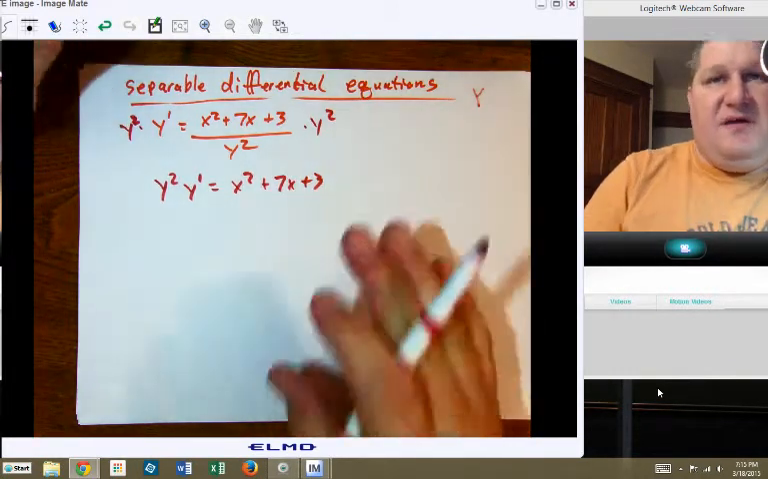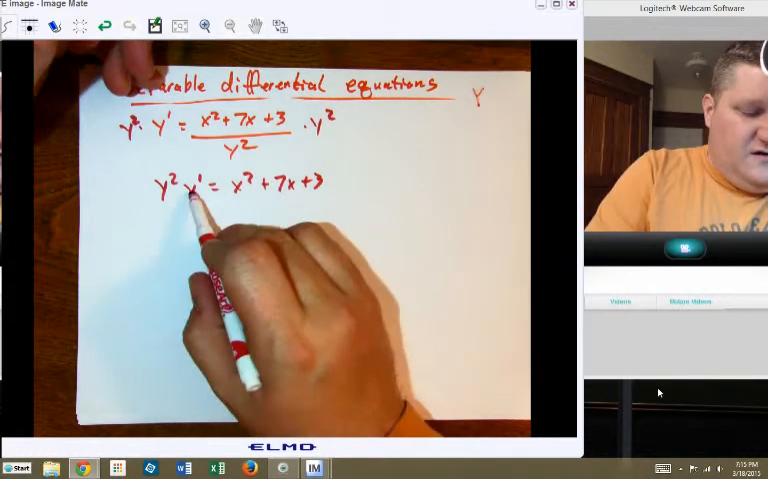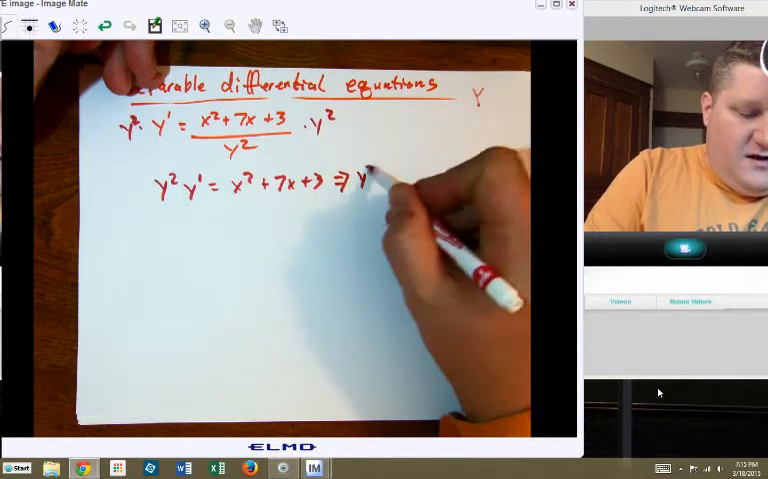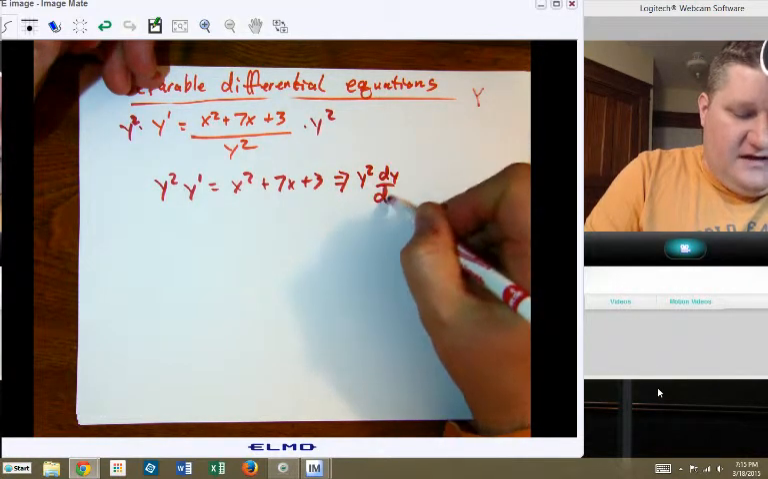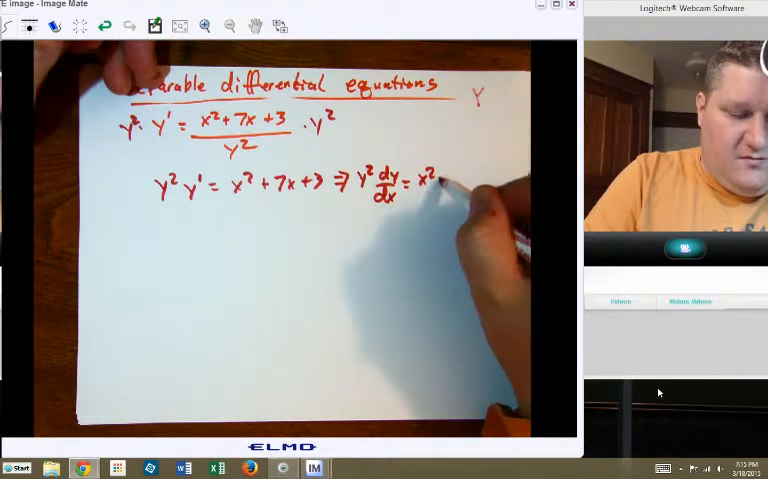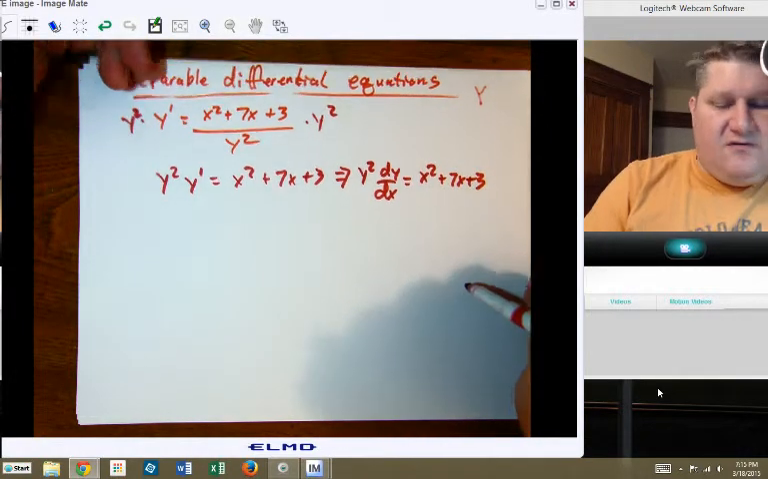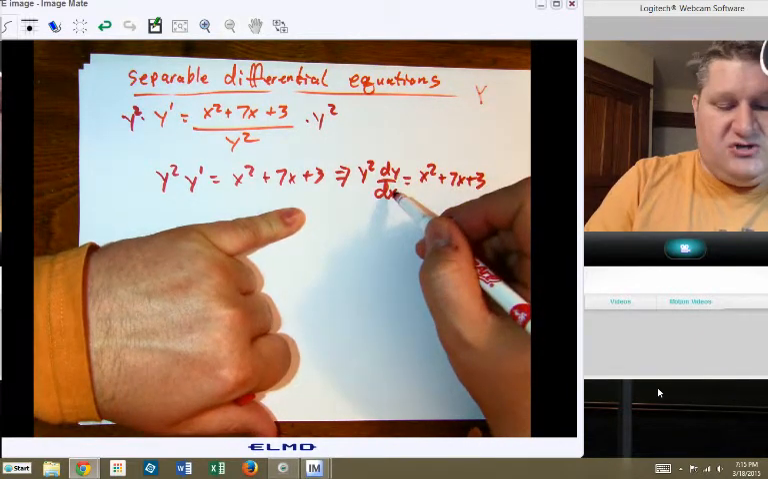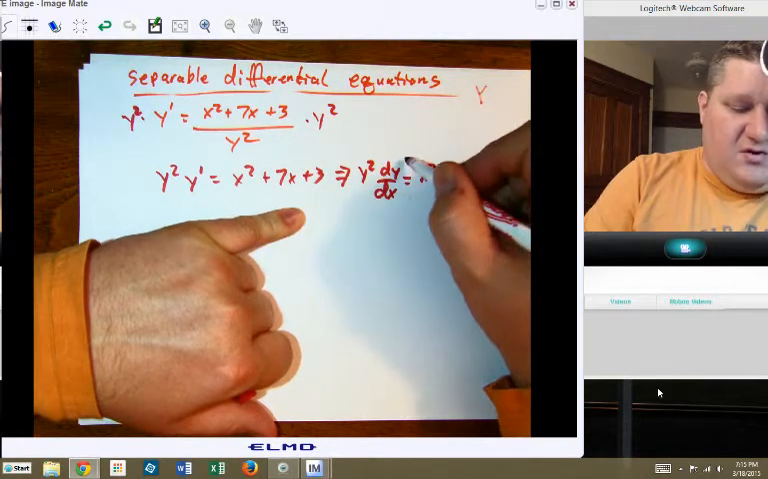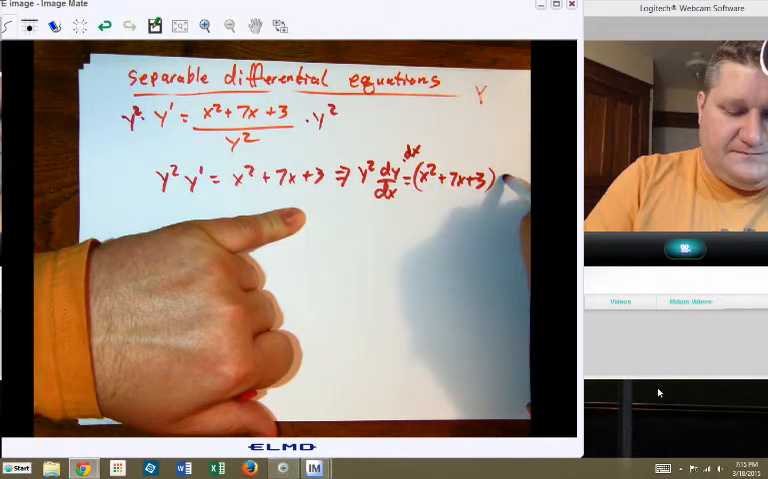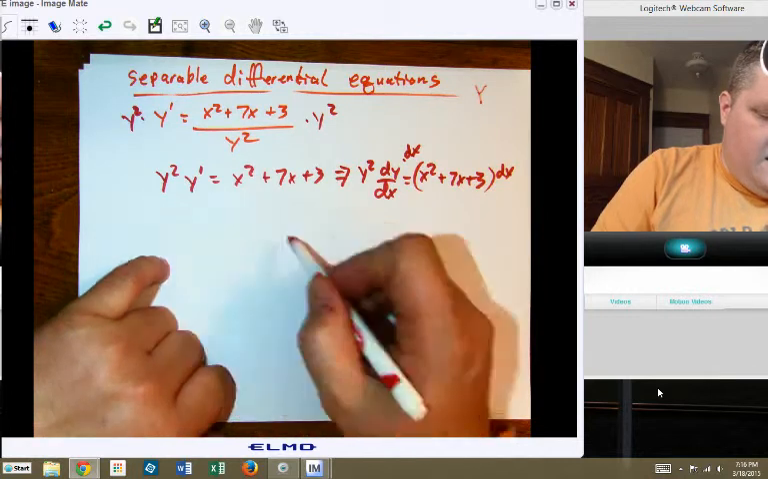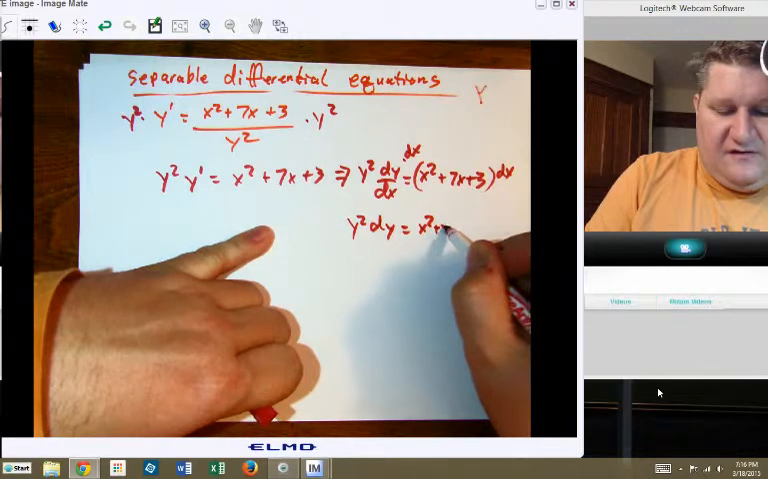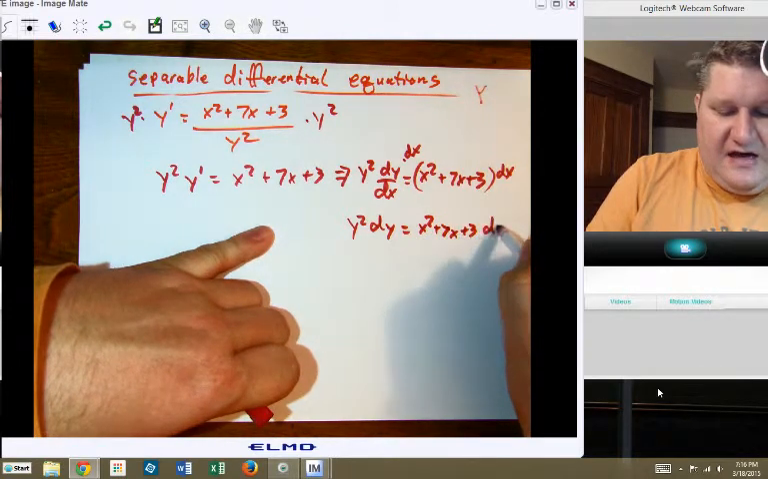Now, it might be a benefit to us to take a look, and instead of using y prime, let's use a different notation. y squared dy over dx equals x squared plus 7x plus 3. And the reason these are called separable is that's exactly what we're going to do. We're going to separate this differential into two unique pieces. So I'm going to multiply both sides by dx, and now I have y squared dy equals x squared plus 7x plus 3 dx.